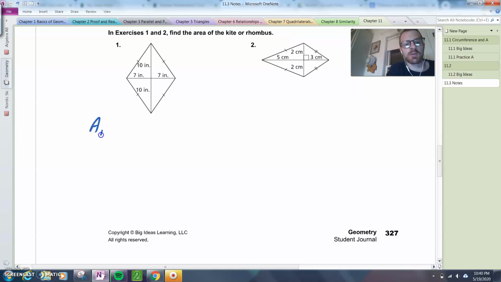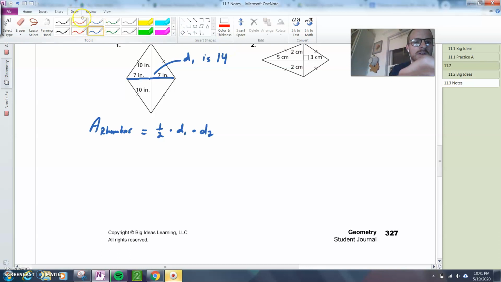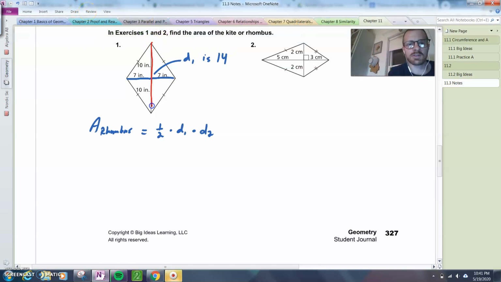I know that my area for a rhombus, which is a quadrilateral with congruent sides. So in this case, number one is a rhombus. I know that that's going to be 1/2 times diagonal 1 times diagonal 2. So let's figure out what these diagonals are. It looks like half of the diagonal is 7. So we know the whole diagonal, let's call it diagonal 1, is going to be 14. And then the other diagonal here, looks like it's coming down. Half of it's 10, so the whole thing is going to be 20.